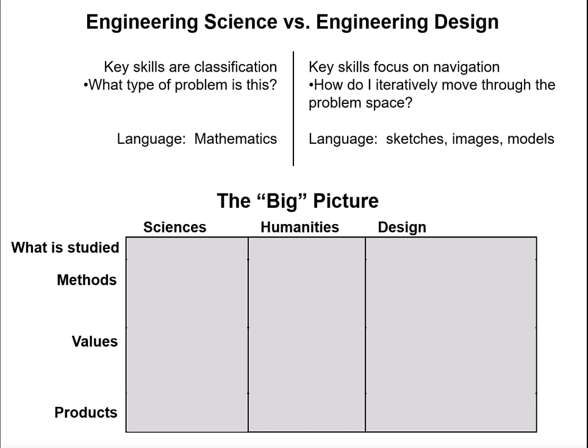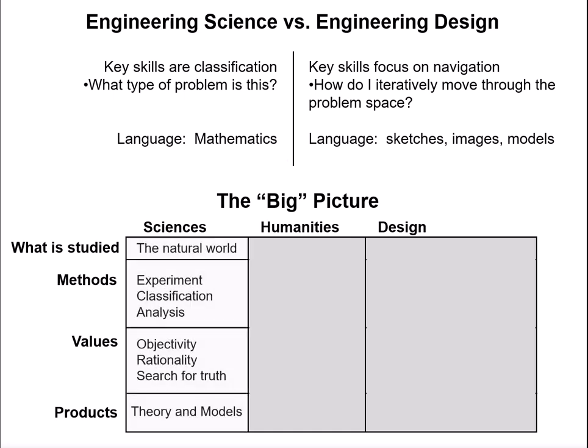The big picture looks like this. Within the sciences, including engineering science, we study the natural world through experiment, classification, and analysis. We value objectivity, rationality, and we search for truth. And we produce theories and models that explain the natural world.